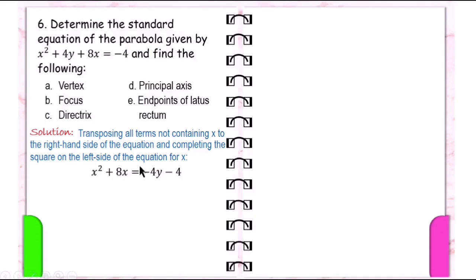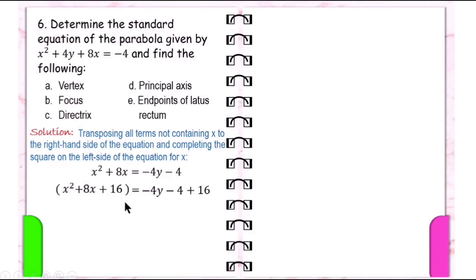Then we complete the square in x. Again, we square half the coefficient of x. Since the coefficient of x is 8, we take half of 8, which is 4. 8 divided by 2 is 4, and square it. 4 squared is 16. 4 times 4 is 16. Equals negative 4 minus 4, and do not forget to add this value.